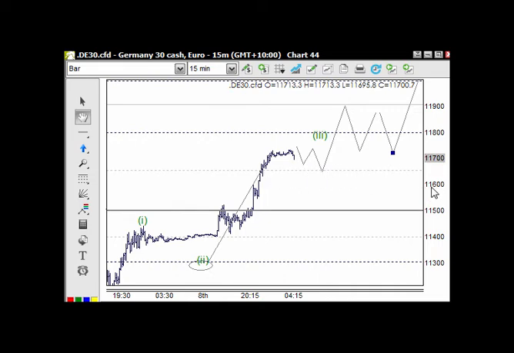The 11,650 is going to come in as an important point here as well. So just note that it's halfway between 5 and 8 here, so it tends to carry some weight.